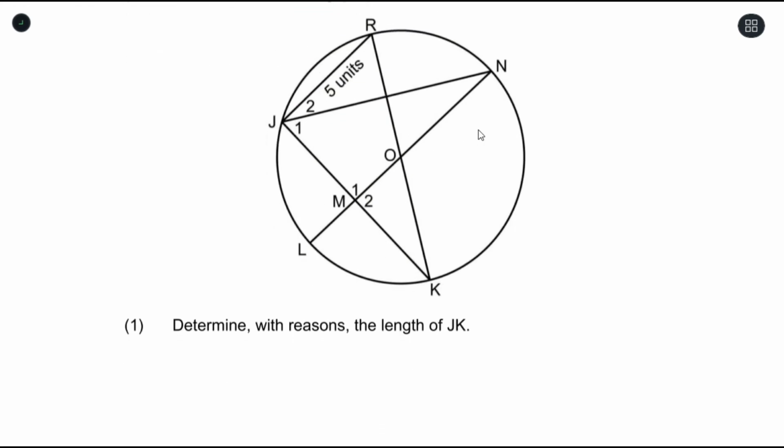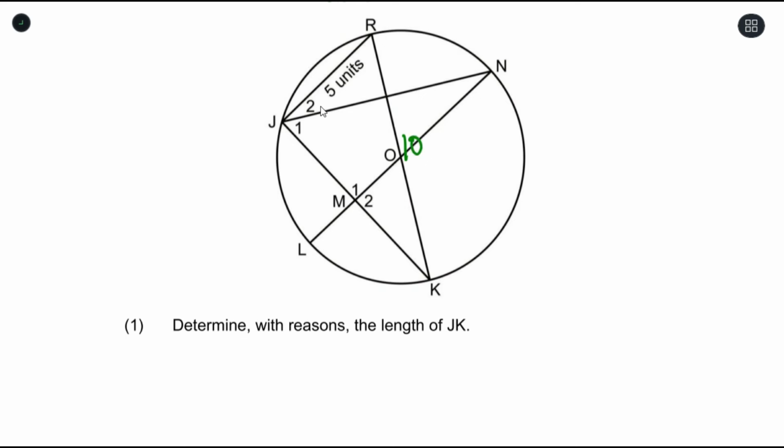So the first question was to determine with reason the length of JK. So we want to try to get JK, this one here, the whole length over here. Since we know that JR here is 5, and we've also been told that the radius is 5, and since RK is a diameter, we could just say that this whole length is 10.